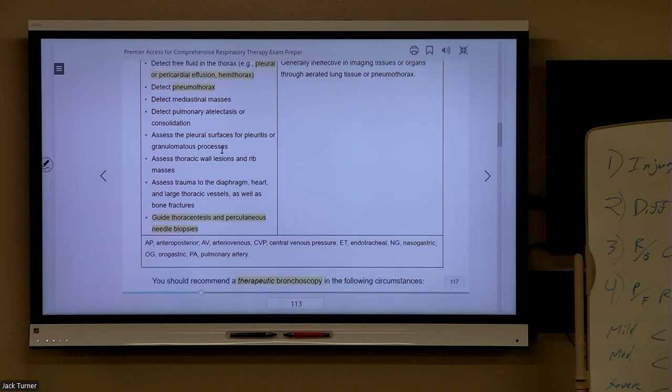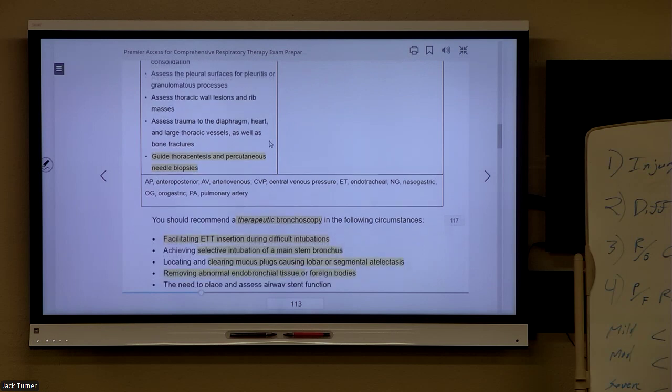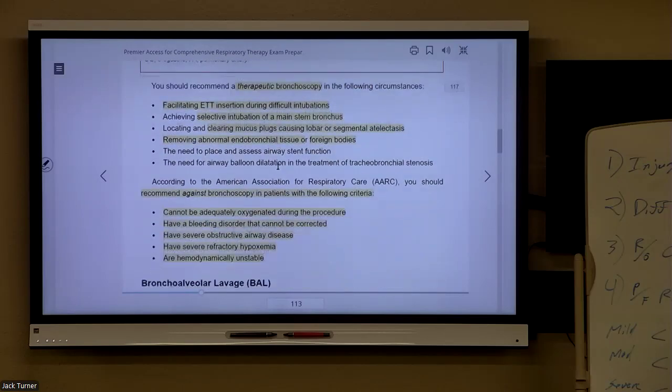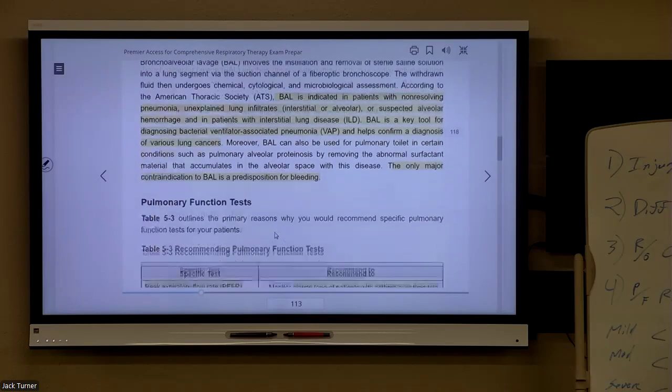That's of the chest. The other times you'll see ultrasound, obviously, is when they're doing like art lines and things of that nature, and then echocardiogram for heart issues. So, okay, we can go ahead and skip on over to 118, since we already covered this bronch stuff here.